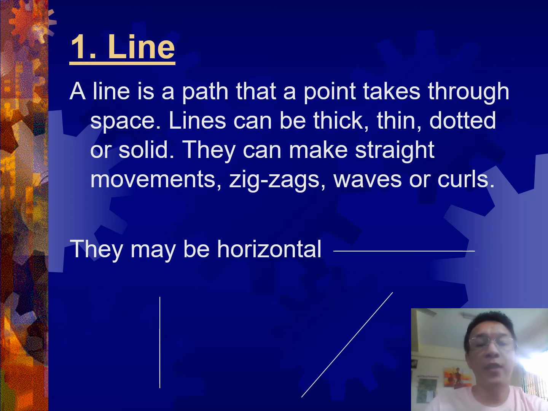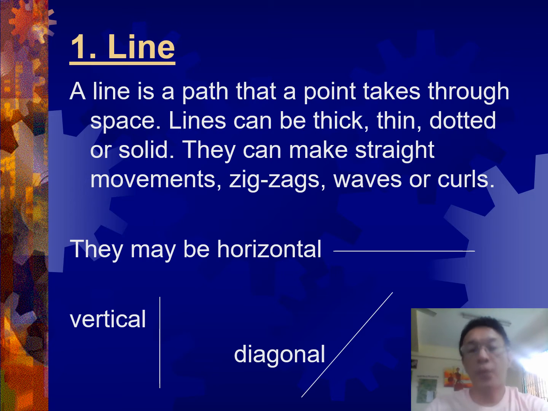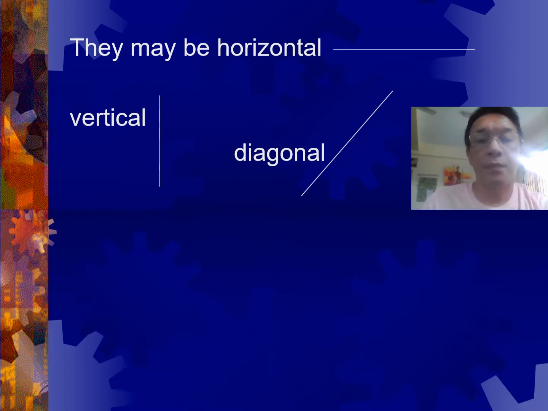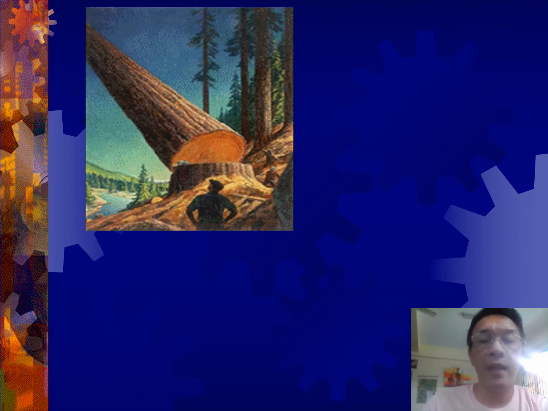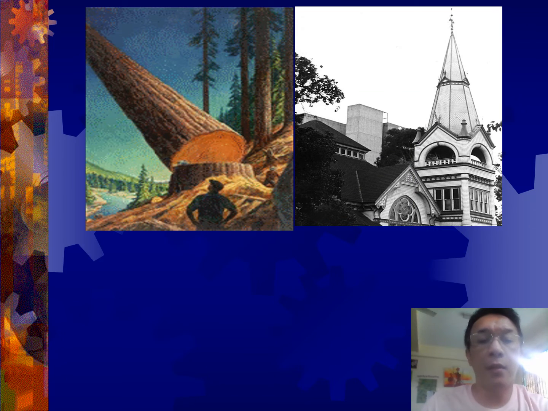So this may be horizontal, vertical, and diagonal. Okay, so those are examples of lines, which is one of the elements of art and the first element of art. Next, we have the example.